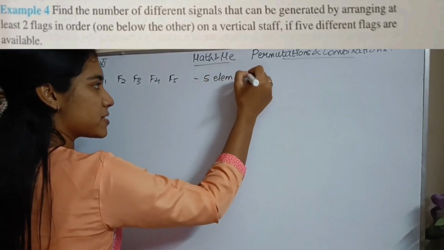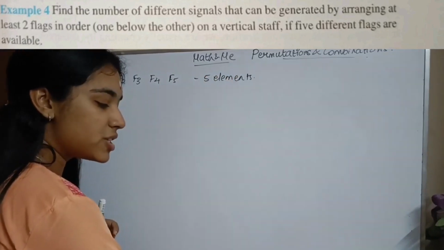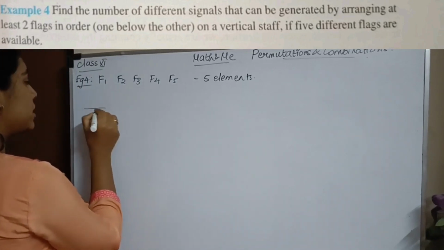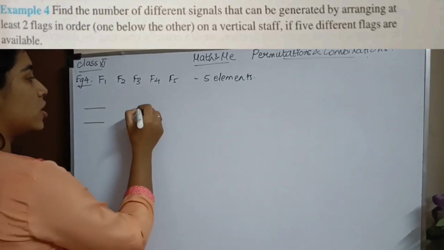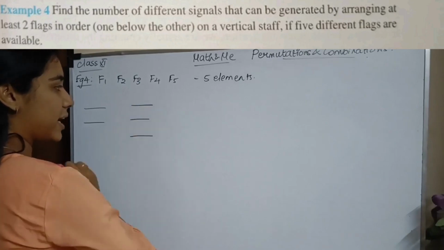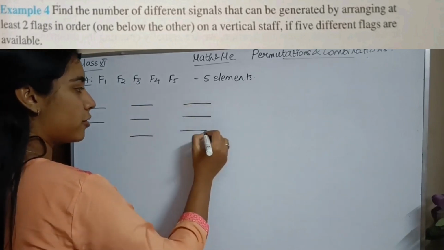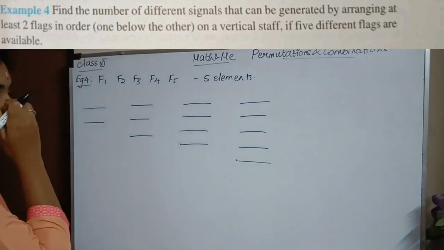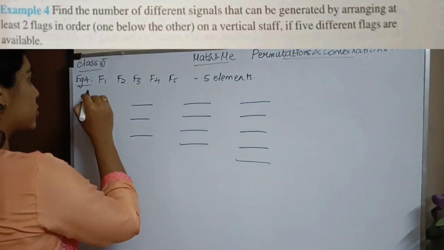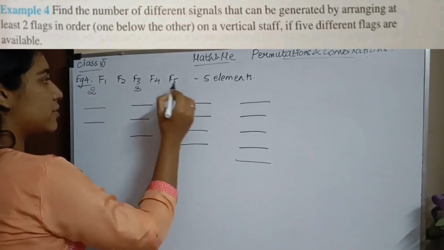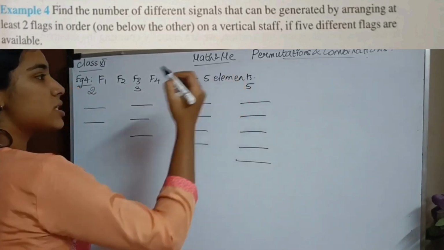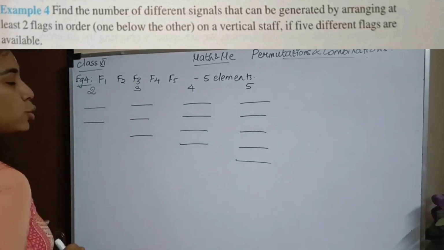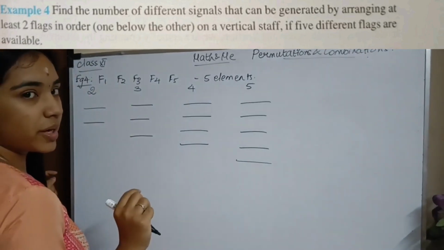I have 5 elements. So the signal can be generated by arranging at least 2 flags. That means minimum 2 flags one below the other, or I can have 3 flags, or I can have 4 flags, or 5 flags. Correct? These are my different options. At least 2 means I can have 2 flags, 3 flags, 4 flags, or at most 5 flags, because we only have 5 flags in total. Correct? So first 2 flags, how many options do I have?